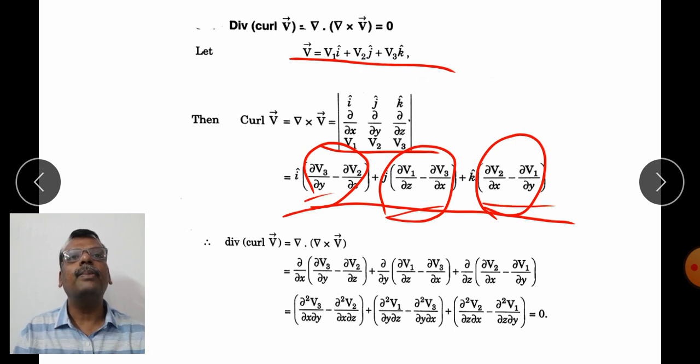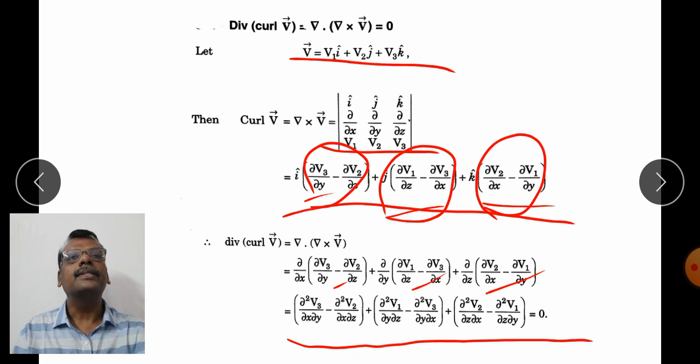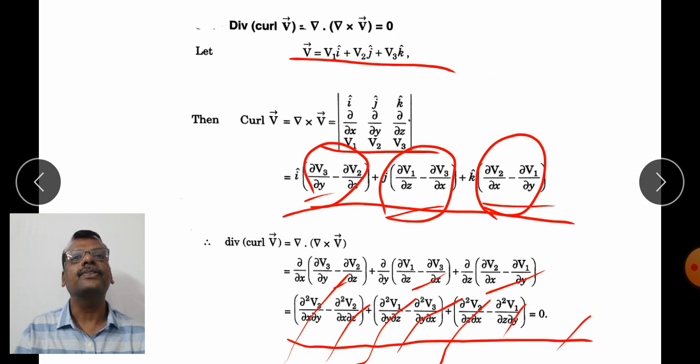That is equal to dou by dou x of f1 plus dou by dou y of f2 plus dou by dou z of f3. And expanding this, there are some plus or minus terms, and all these six terms get cancelled. Finally this value is equal to 0. Hence the result is proved.